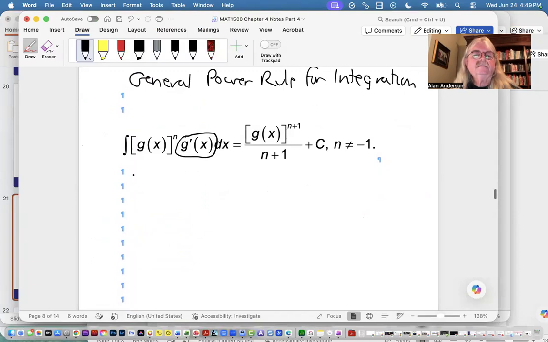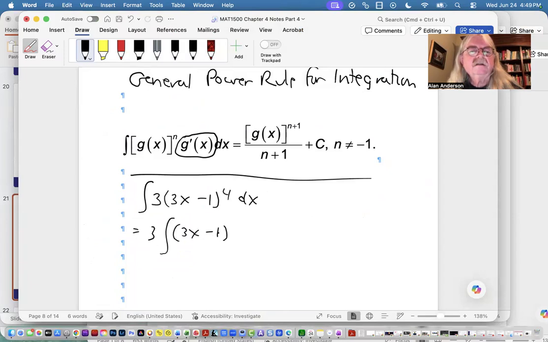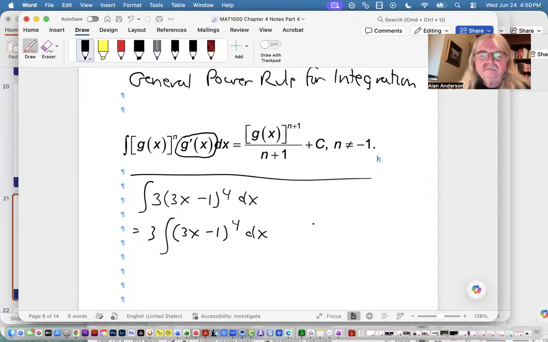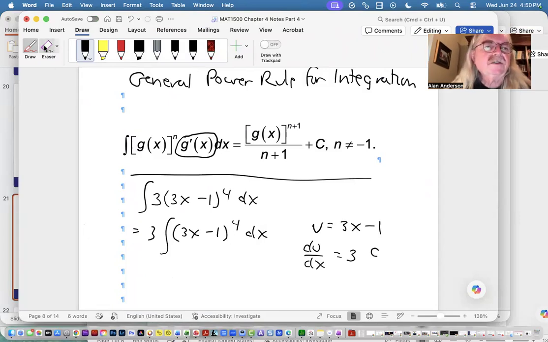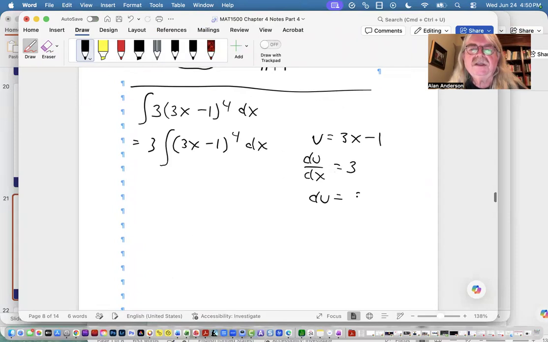3x minus 1 to the fourth. So we can move the 3 outside. Now here, what they're actually doing is, no, they are using the u substitution. So du dx is 3. And then, of course, that means that du is 3 dx, which we actually do have. I just realized I probably shouldn't have moved it out there.